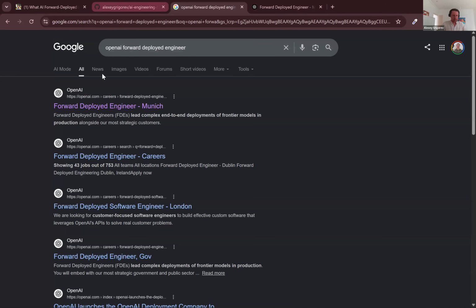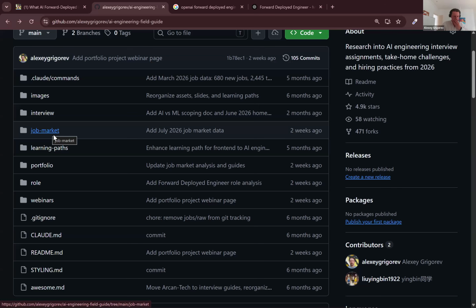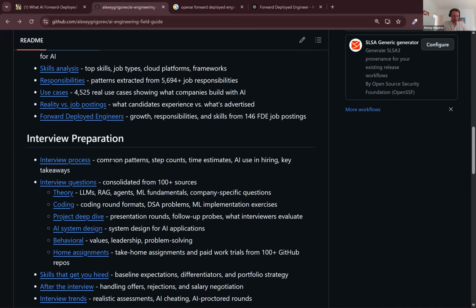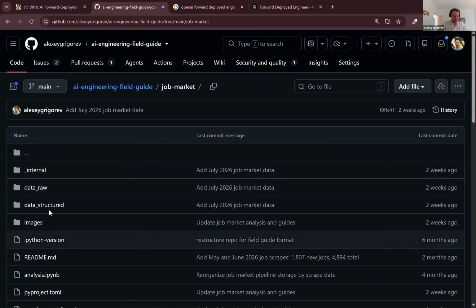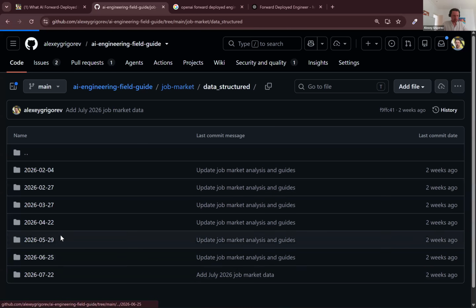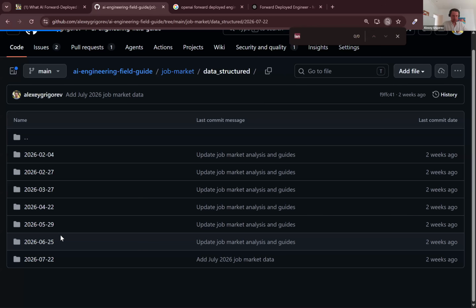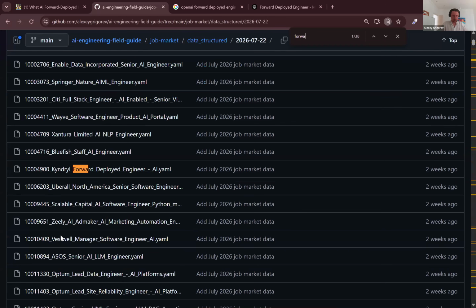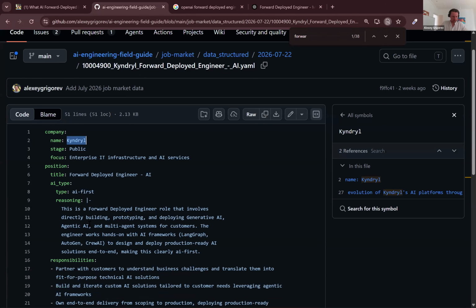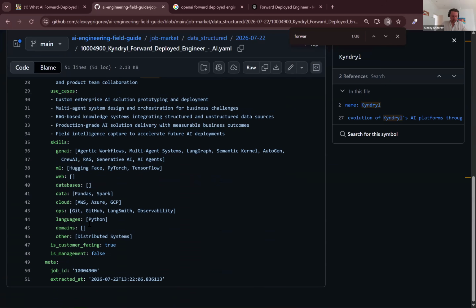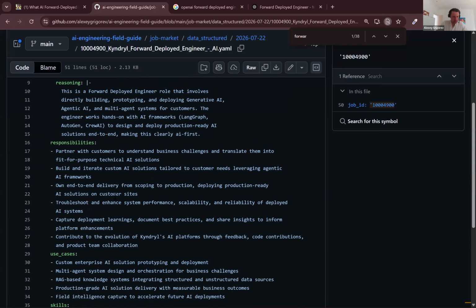And in general, maybe we can also take a look at our data set. Or maybe what I can do is, let me do job market and data structured. So this is how the data set looks like. So what I'll do is search for forward. Yeah, so I don't know what is Kyndryl, what is this role, but there is a job position. Do you have the actual link? No, I don't. But this is the position they have.